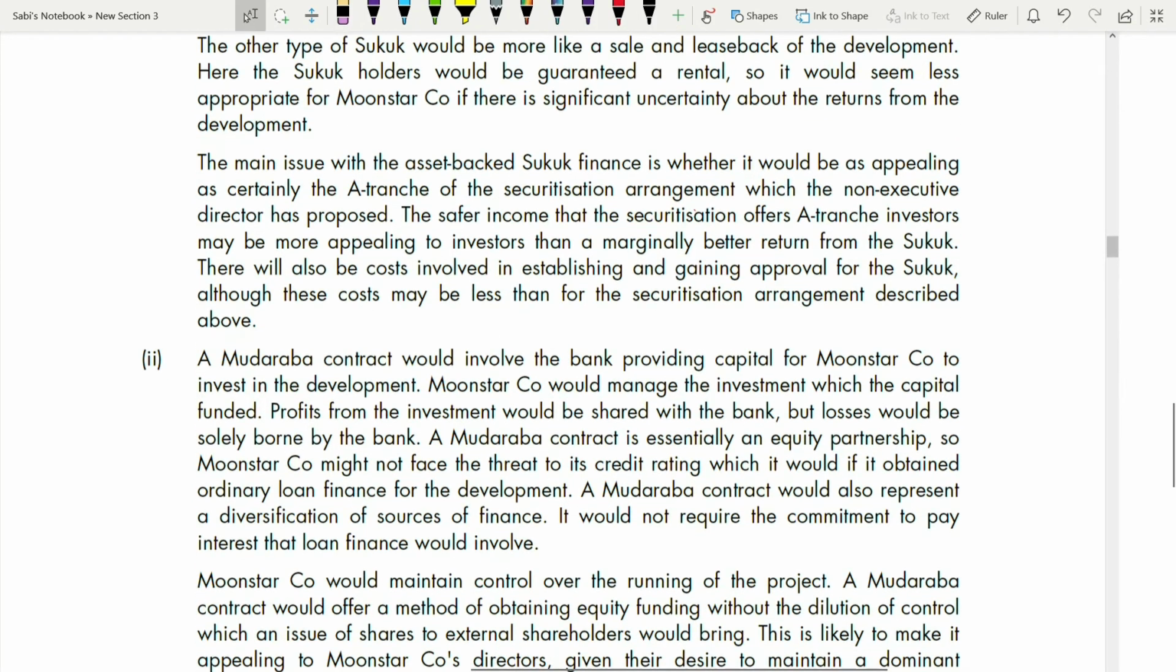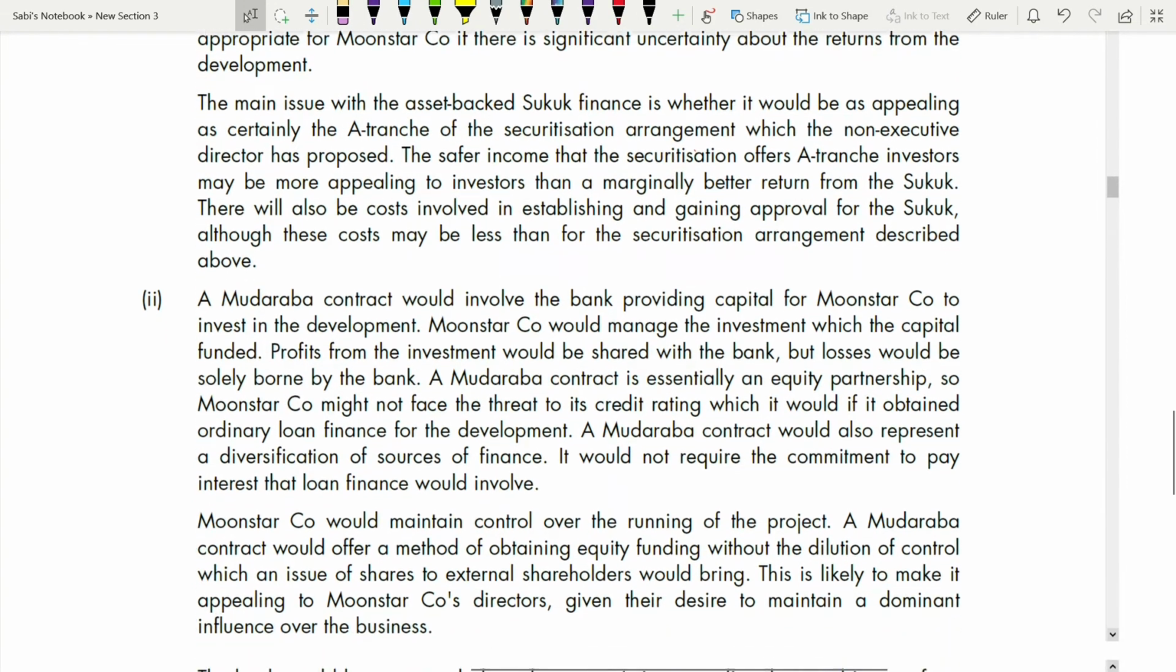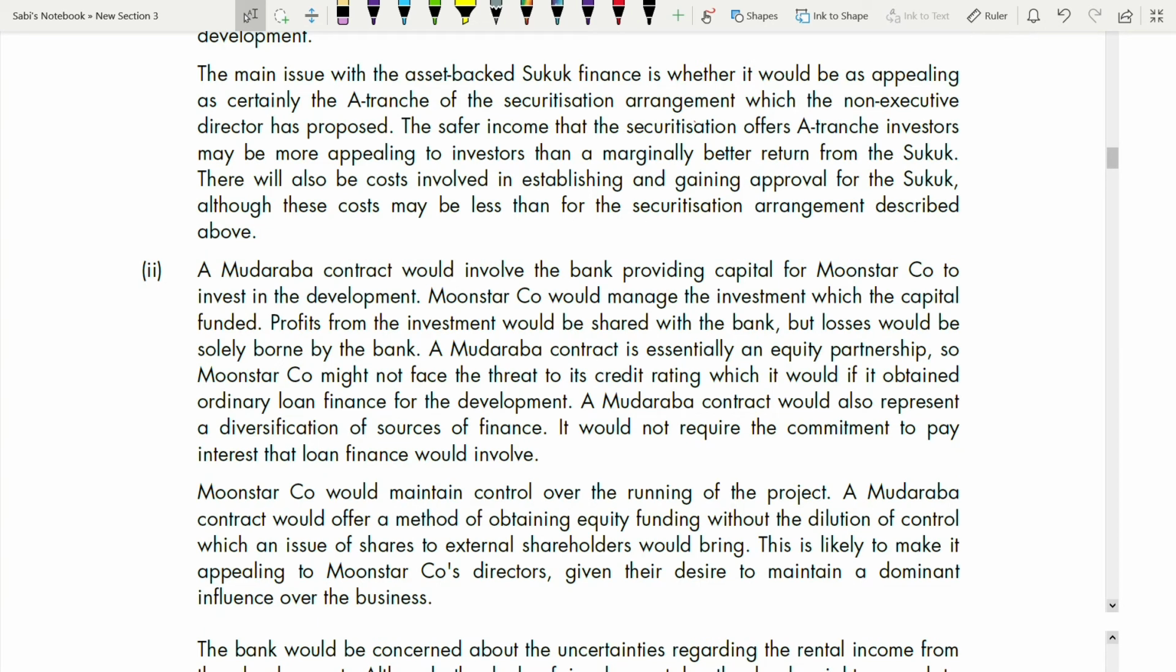Now you need to talk about the mudraba contract, how this can be used to finance the investment, and why the bank, what are the concerns of the bank, whether they will give this finance or not. So a mudraba contract would involve the bank providing capital for the Moonstar to invest in the developments, right?